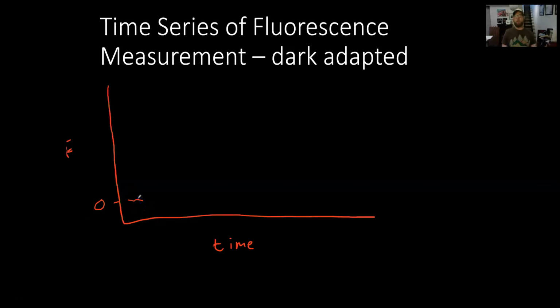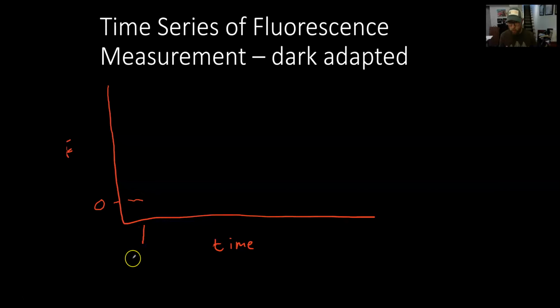Oh, and I should say one thing that's in the title. This would be referred to as dark adapted photosynthesis. So this is a leaf or a plant that's been in the dark for a while. And so we know photosynthesis is completely shut down, okay? So that initial fluorescence value is going to be 0 because it's in the dark, and so if there's no incoming light, it's not emitting light.